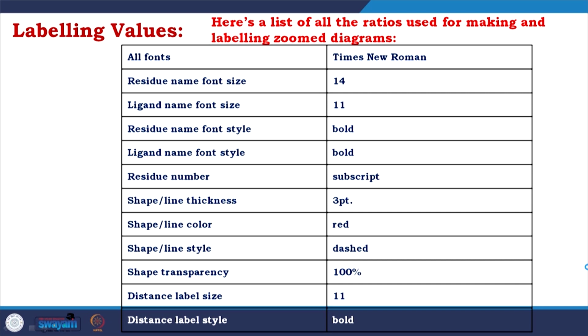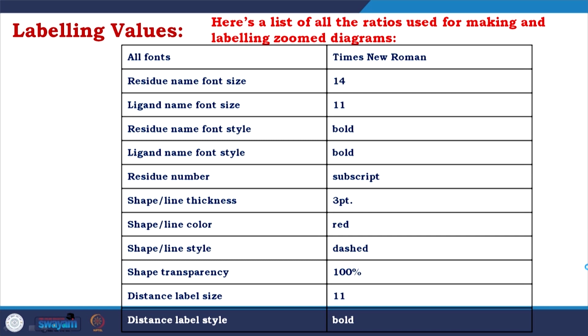Labeling values, it is a list of all the ratios used for making and labeling zoom diagrams. All fonts Times New Roman, residue name font size 14, ligand name font size 11, residue name font style bold, ligand name font style bold, residue number subscript, shape line thickness 3 point, shape line color red, shape line style dashed, shape transparency 100%, distance label size 11, distance label style bold.